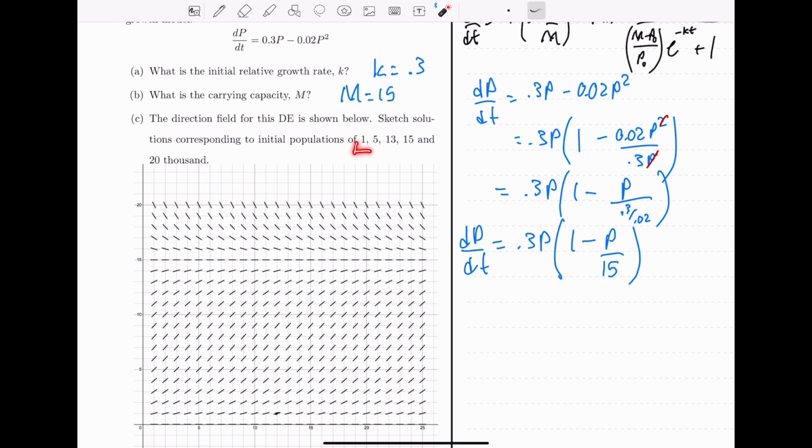So let's start with an initial population of 1. And since it's measured in thousands, this is actually 1,000. So right here, this is where we have an initial population of 1,000. And we just want to follow the lines of the slope field to graph the particular solution. So it starts off with a fairly slow curve.